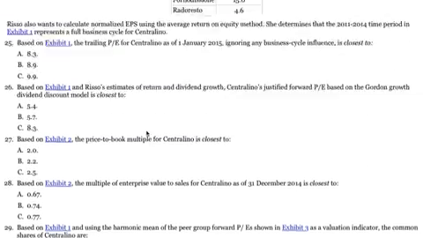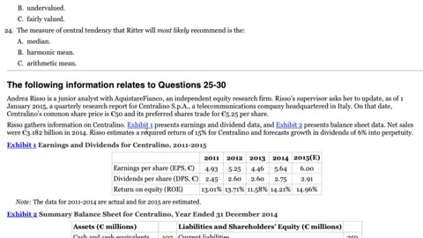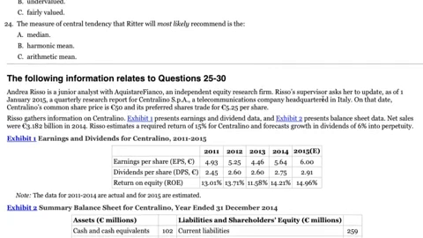All right, let's see what we have. Andrea Rizzo is a junior analyst with Aquister Fianco, an independent equity research firm. Rizzo's supervisor asks her to update, as of January 1st, 2015, a quarterly research report for Centralino S.p.A., a telecommunications company headquartered in Italy. On that date, Centralino's common share price is 50, so we got our P, we got our price. And its preferred shares trade at $5.25 per share. Well, we have to calculate an enterprise value. Right away, we're aware that there are preferred shares now.